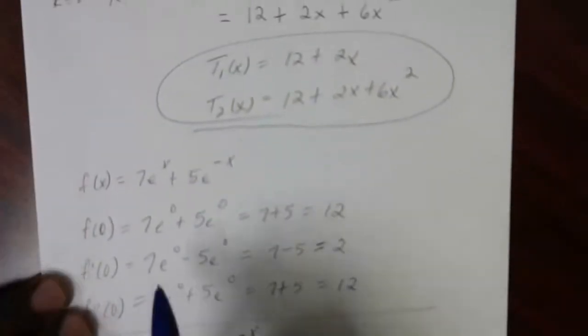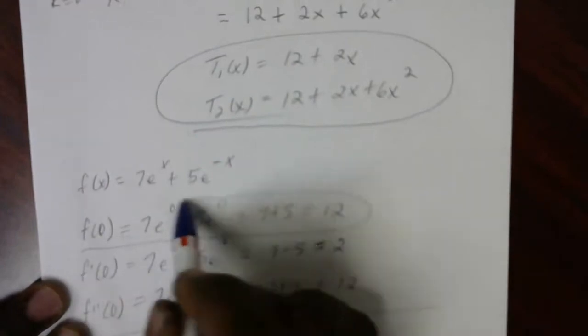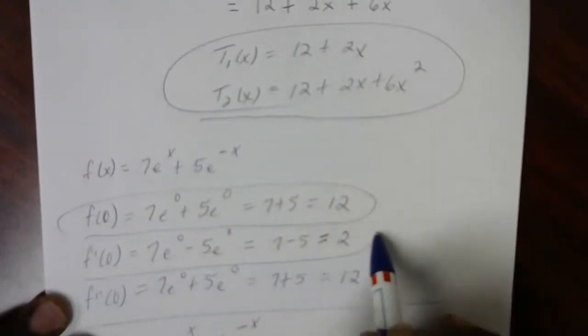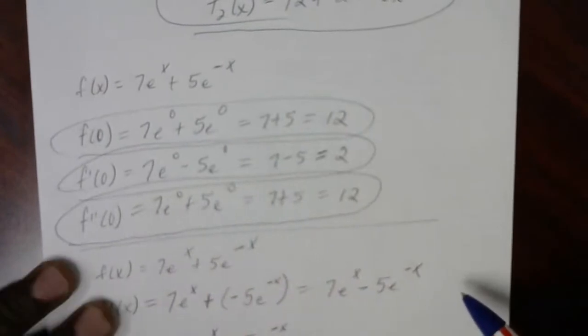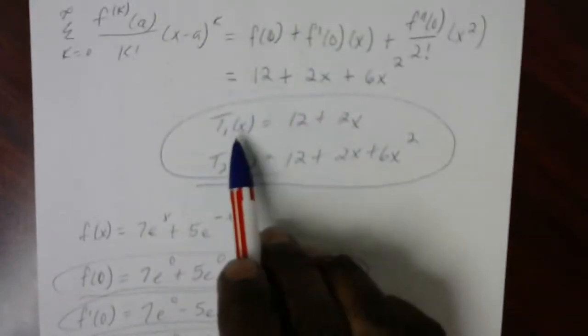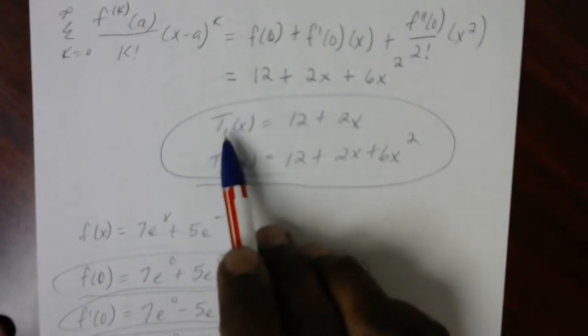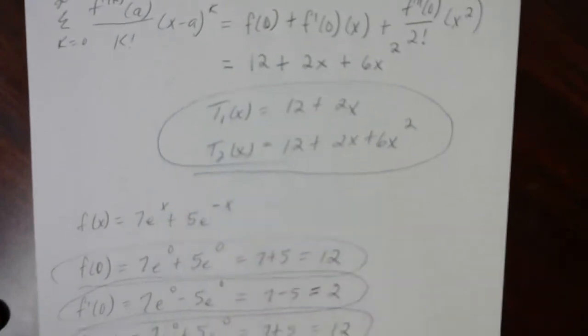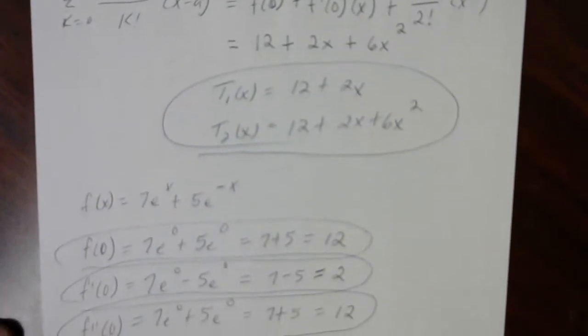All right. So here are our solutions. F of 0 is equal to 12. F prime of 0 is equal to 2. F double prime of 0 is 12. Here we have the Taylor's expansion of degree 1 and the Taylor's expansion of degree 2. All right, so I believe that was 12, 2, 12.